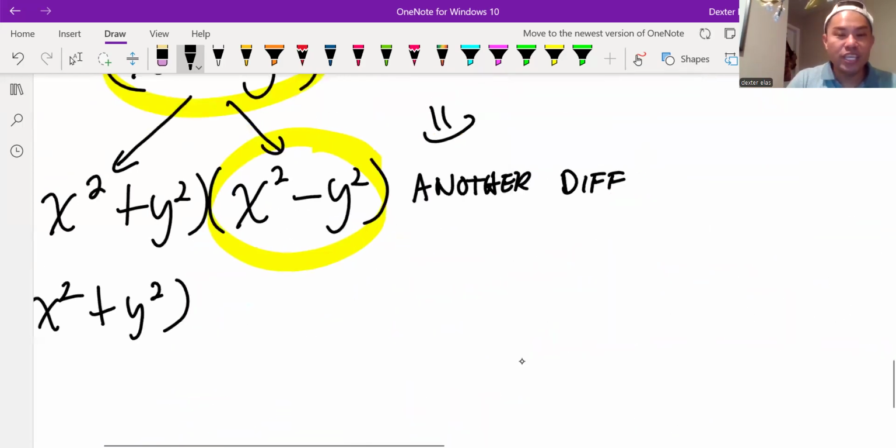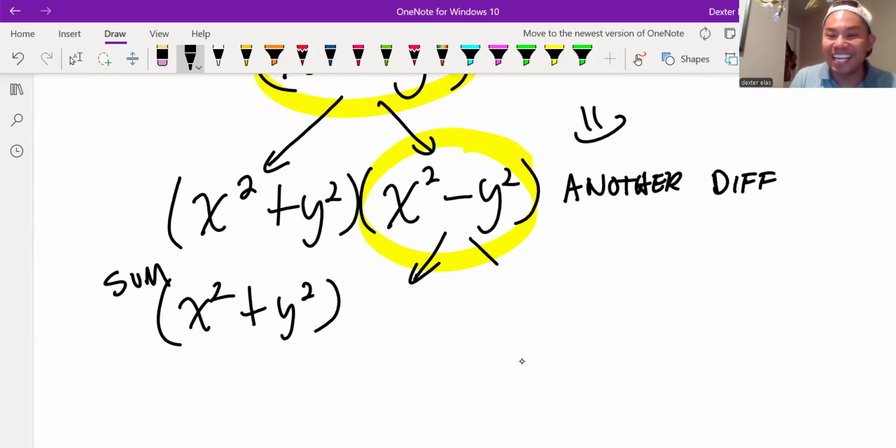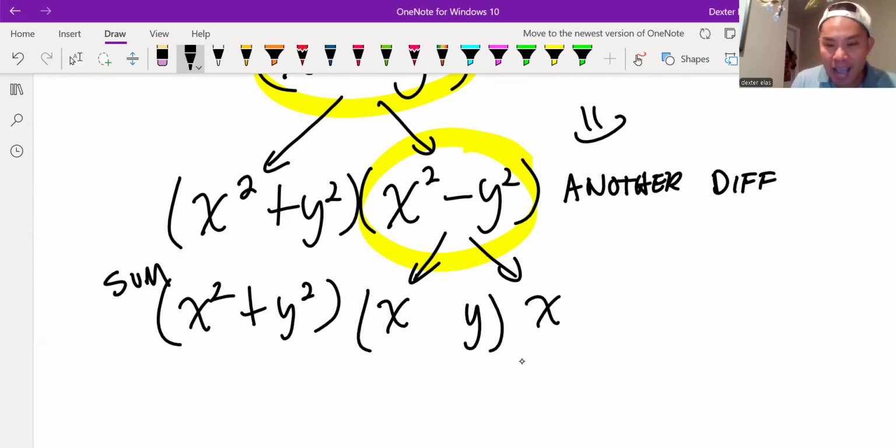But this one, we keep going and it splits yet again, because the square root of x squared is x and the square root of y squared is y. And now you're done after fully factoring it out. And I call this the double difference.